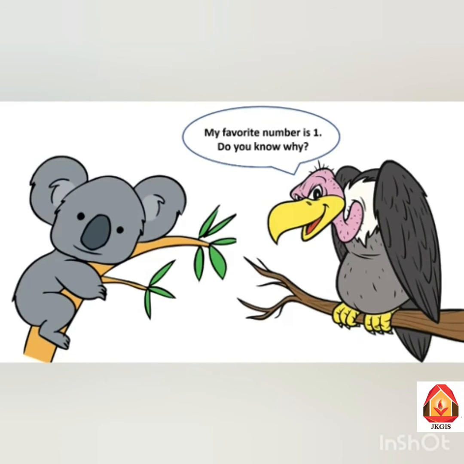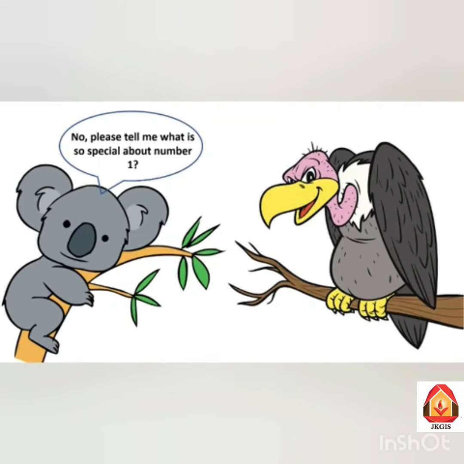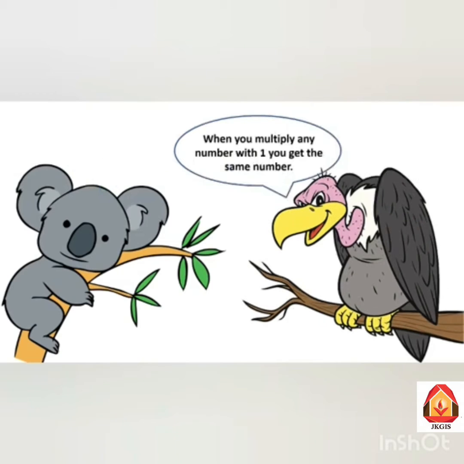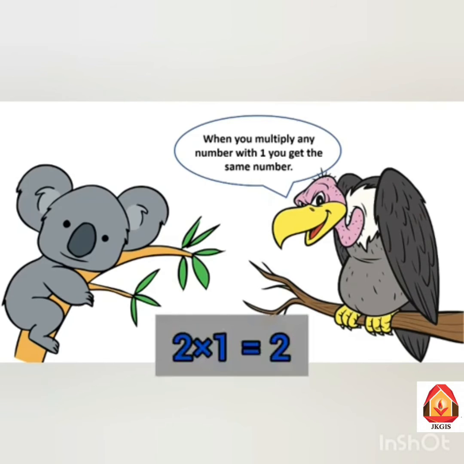Wow! Vulture, this multiplication is so easy. Yes, koala, multiplication is easier than repeated addition. My favorite number is 1. Do you know why? No! Please tell me what is so special about number 1? When you multiply any number with 1, you get the same number. For example, 2 multiplied by 1 is equal to 2.